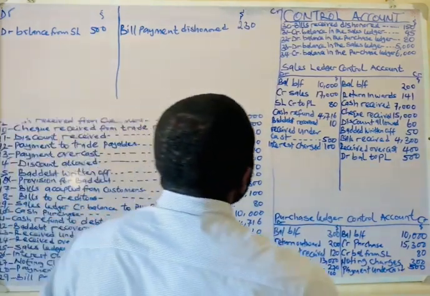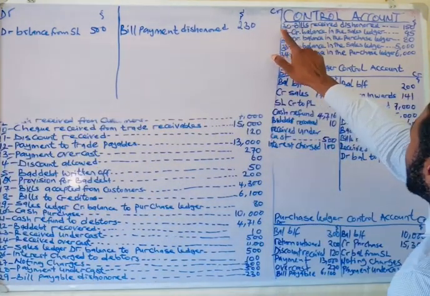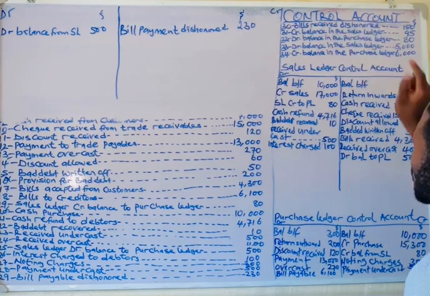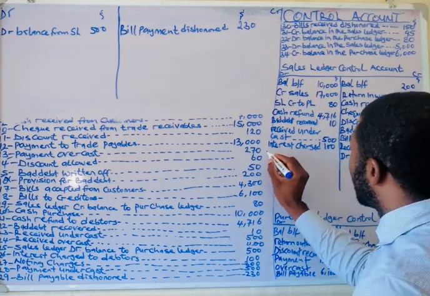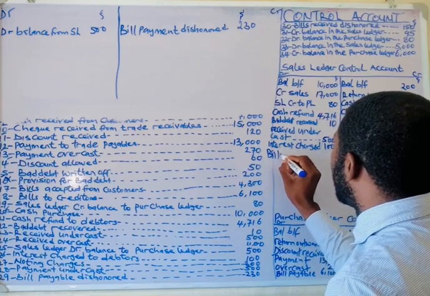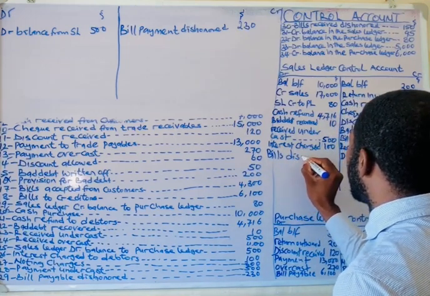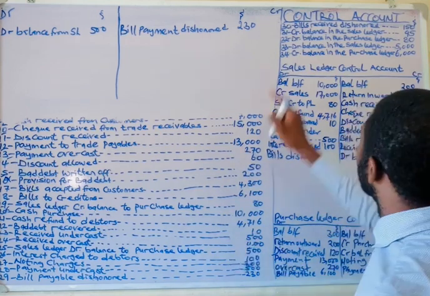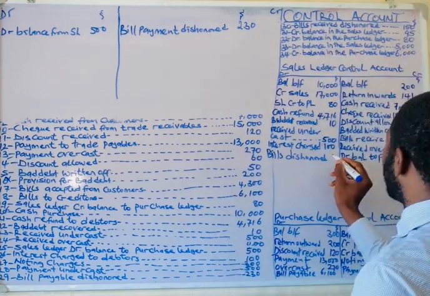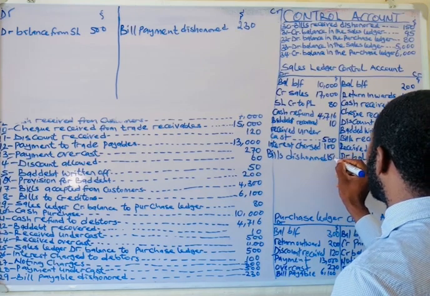So the third item, transaction 30, is bill received dishonored. So it will add to our sales ledger. Say bill dishonored, and it is how much? Bill received dishonored is $150.